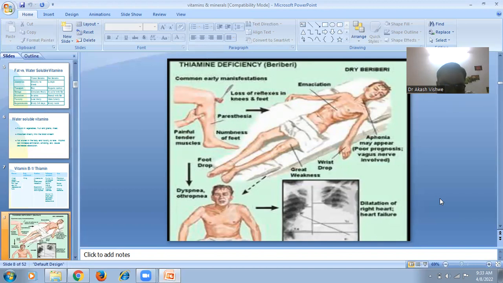The symptoms are dyspnea, orthopnea, foot drop, numbness, paresthesia, loss of reflexes in the knees and feet. It can also cause painful tenderness of the muscles. So these are some examples of dry beriberi.